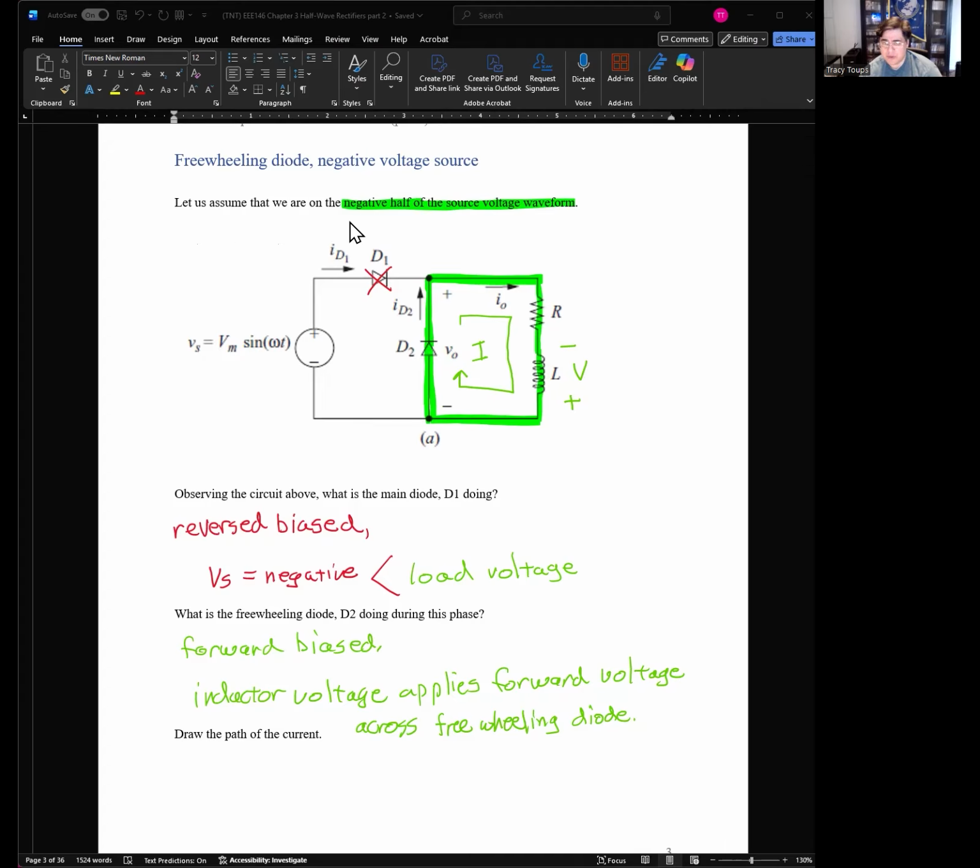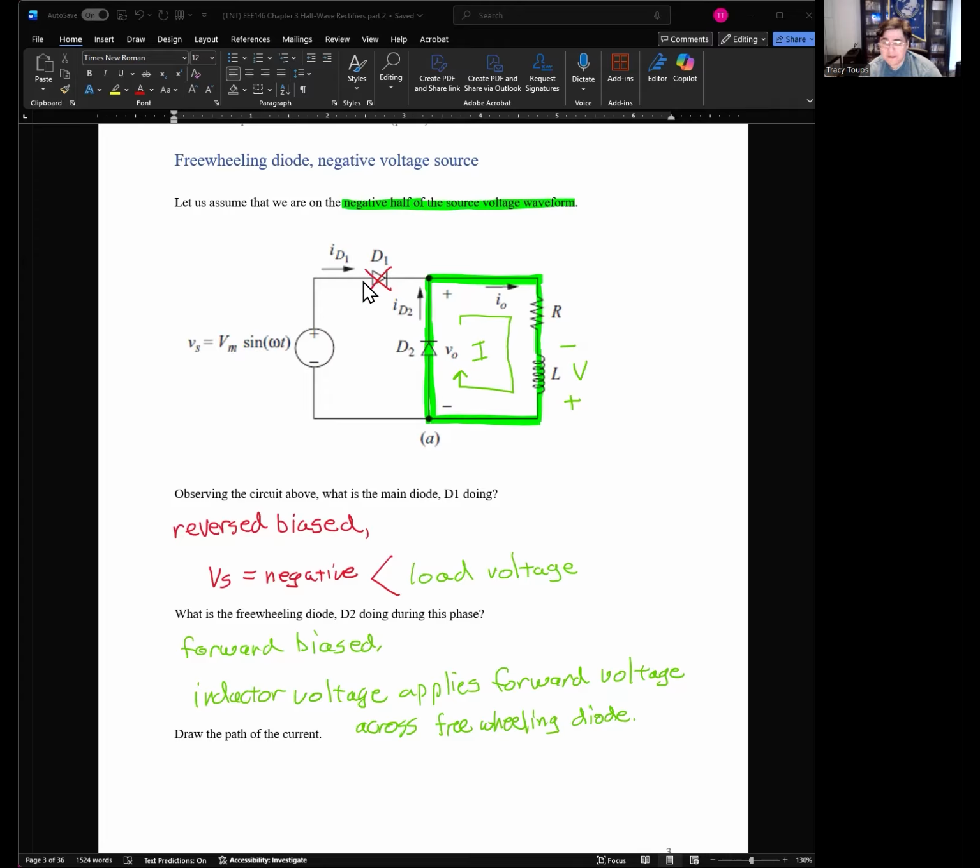But now on a negative voltage source, let's see what happens. Let's assume we're on the negative half of the source voltage waveform. Current is going to want to flow out of the negative terminal and into the positive terminal, because they're negative, but D1 is reverse biased. Observing the circuit above, what is the main diode D1 doing? It's reverse biased, because Vs right here is negative and we have a positive voltage here. Current is going to want to go to the left of the page, and the diode stops it.